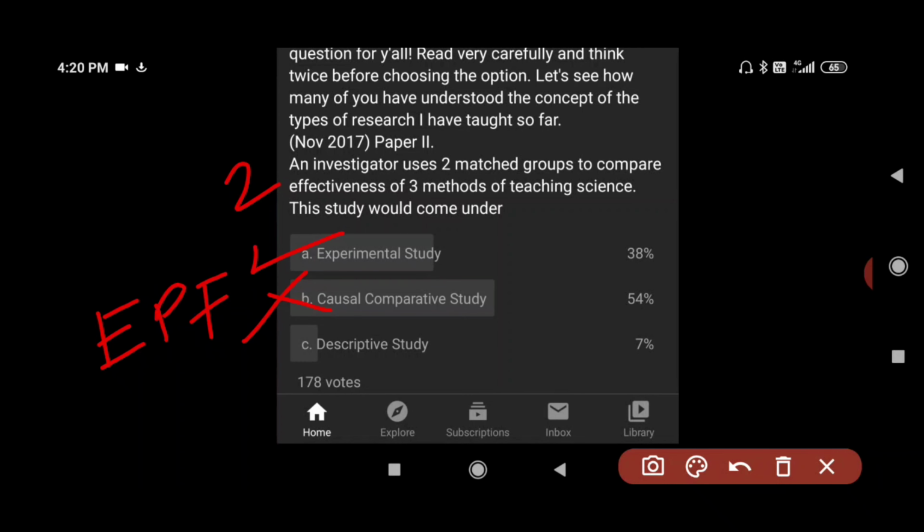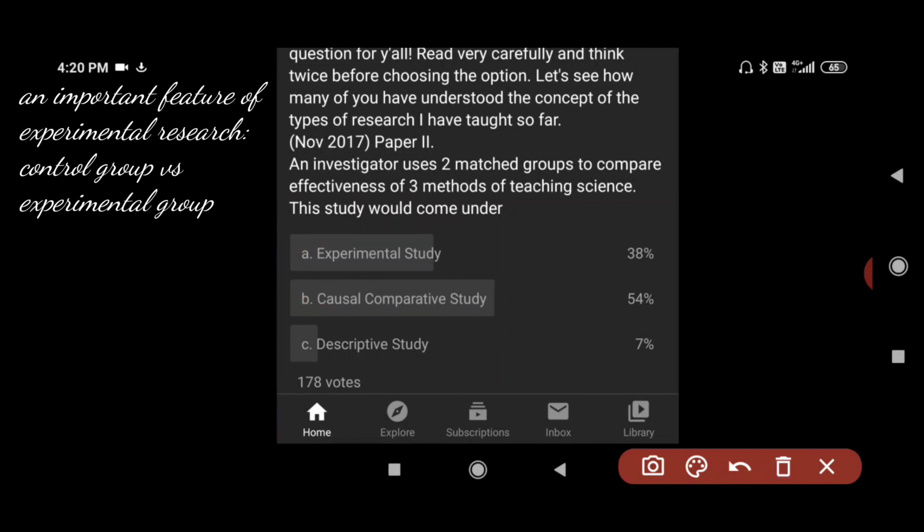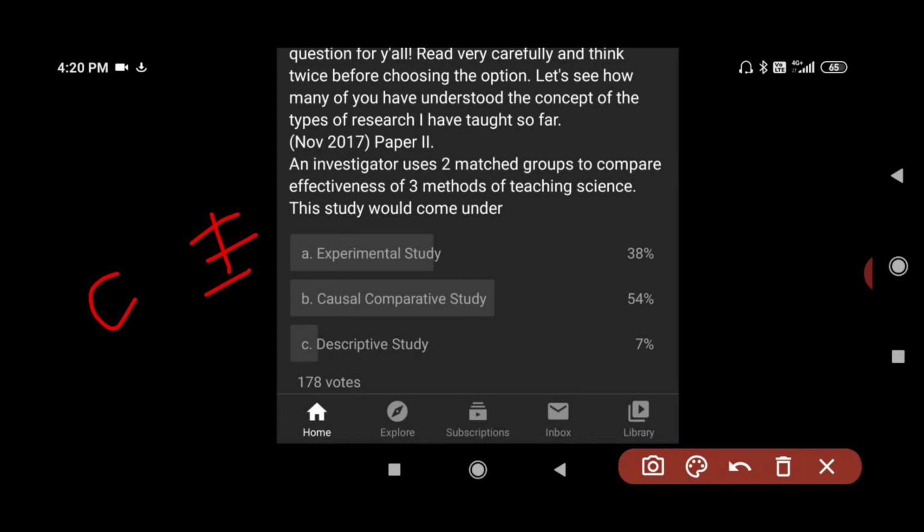Remember? As you see, if you read the question, the investigator uses 2 matched groups. Matched means identical. So the 2 groups would be obviously control group and an experimental group. There will always be 2 groups in an experiment, control group and an experimental group. If you remember, I have explained about experimental research in my previous video. I will link it in the description box. You can go and check it out, okay?